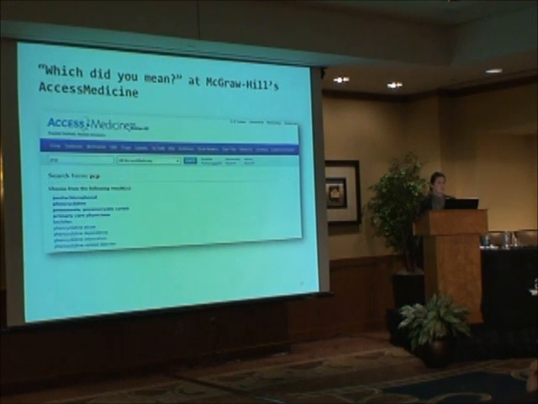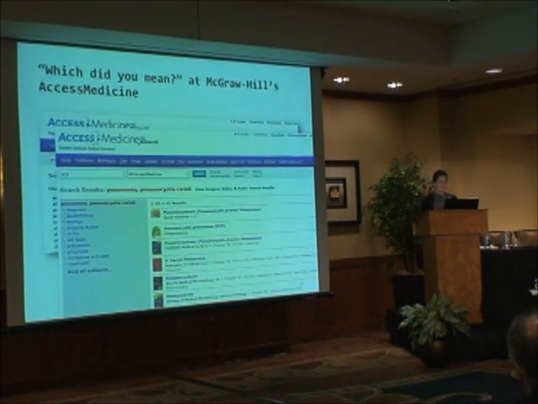pneumonia. So one of the things that you can do is provide sort of a disambiguation selection. So instead of mixing these things all up into one search result, you can pose to the user, which one of these things did you mean, and give them a much better search result.